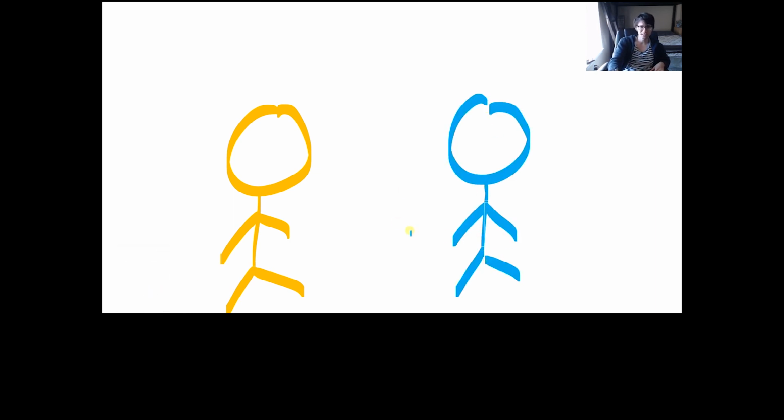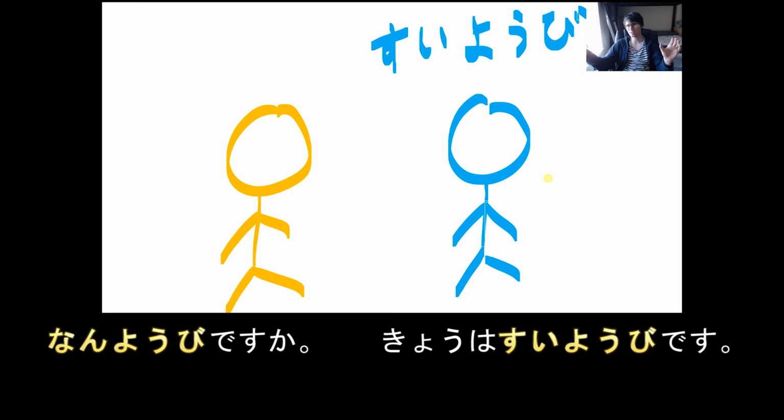So here Orange Man is asking Light Blue Man what day of the week it is, and he says 何曜日ですか? He adds ですか in the end to make it more polite, so 何曜日ですか? And then Light Blue Man says 今日は水曜日です. Did you figure out what day it is? 今日は水曜日です. So according to Light Blue Man, today is Wednesday, and actually it is Wednesday today, so that was a little unrelated.